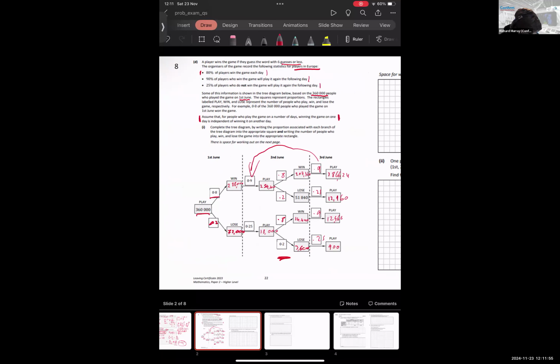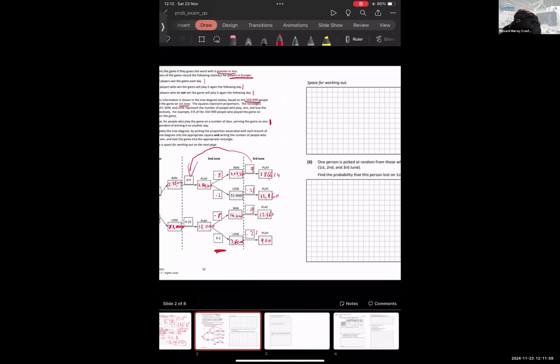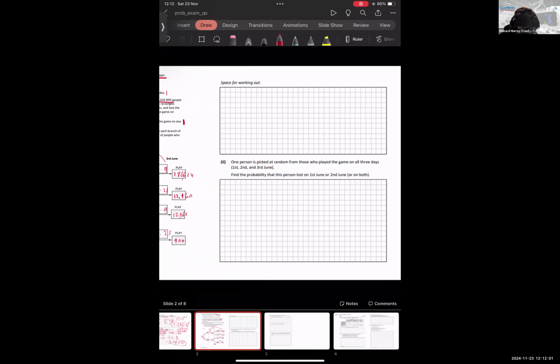So that is part 1 of the question. Next up is part 2, which is one person is picked at random from those who played the game on all 3 days, 1st, 2nd, and 3rd of June. Find the probability that this person lost on the 1st of June or 2nd of June or both.